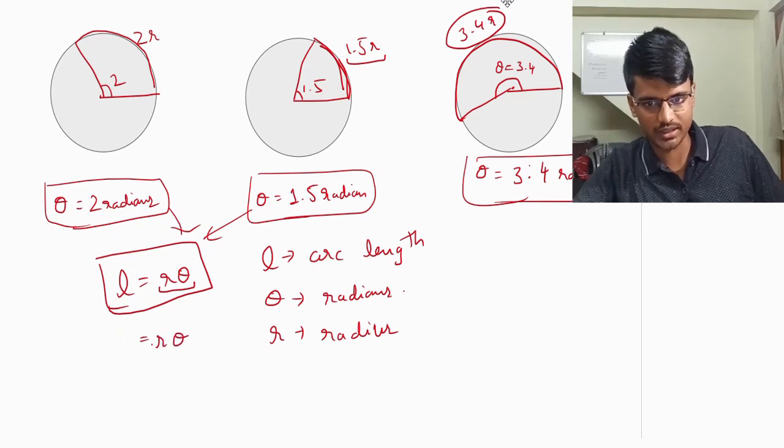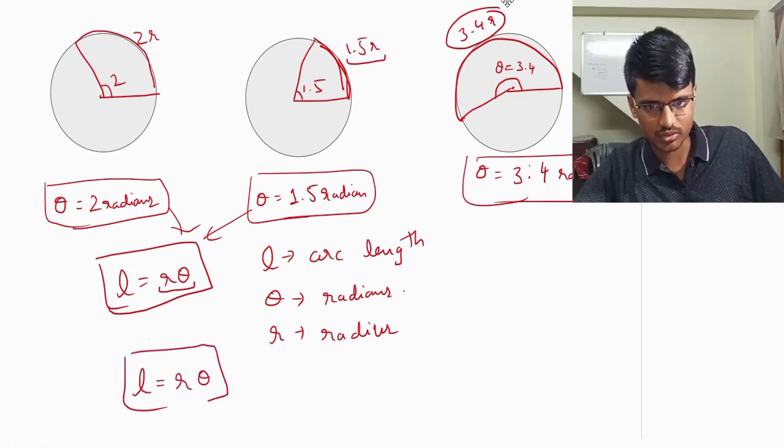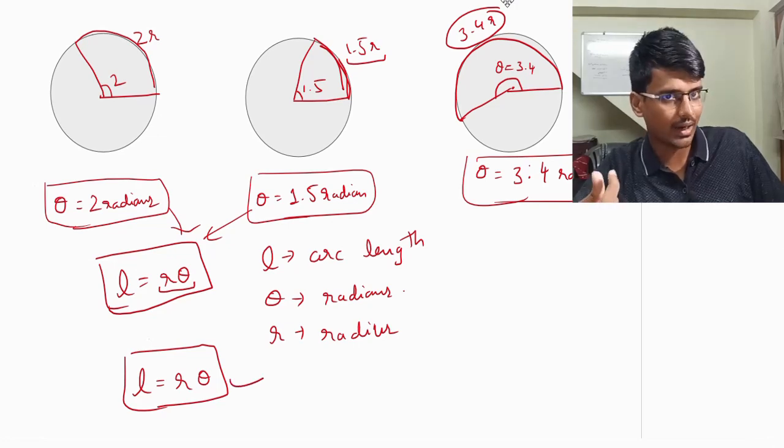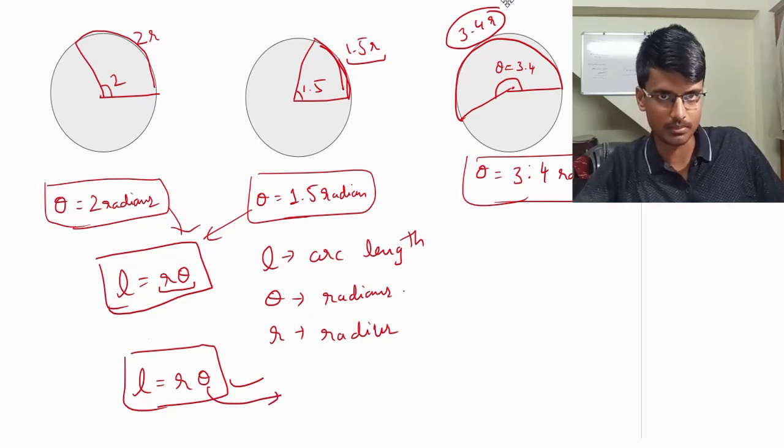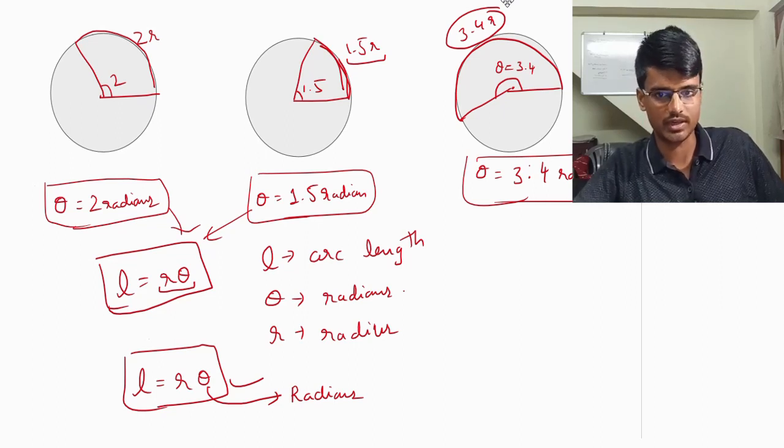Let me just write it properly here. L is equal to r theta. This is the relation that you need to remember. The arc length is nothing but r times theta, but theta is in radians. This is very important. Most of the students make mistakes here. Theta is in radians. This won't work if our theta is in degrees. So L is equal to r theta is very important.